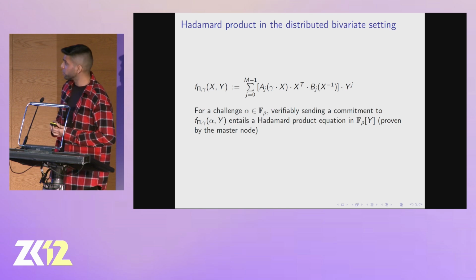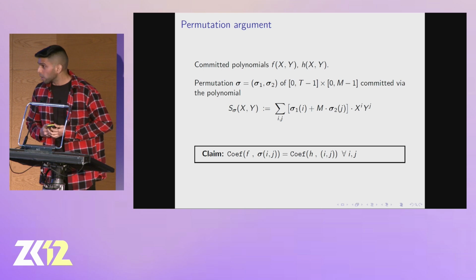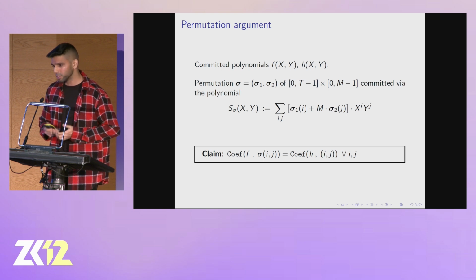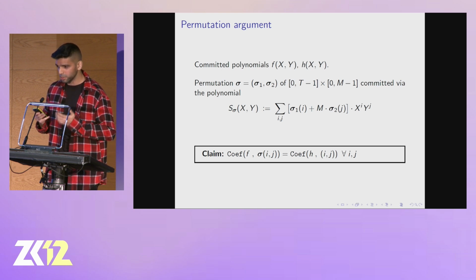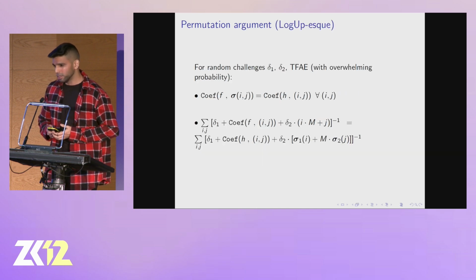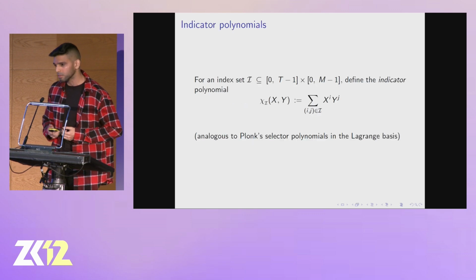Okay, and in order to verifiably send a commitment to this guy, it turns out it just boils down to a Hadamard product equation, or FPY, which is proven by the master node. Alrighty, so the other thing is the permutation argument, by which I mean you have two committed polynomials, f and h, and you have a committed permutation, and you want to prove that the coefficients of these two polynomials are thus related. It turns out the log-up-esque argument is a little bit cleaner in this distributed setting compared to the more traditional grand product argument.